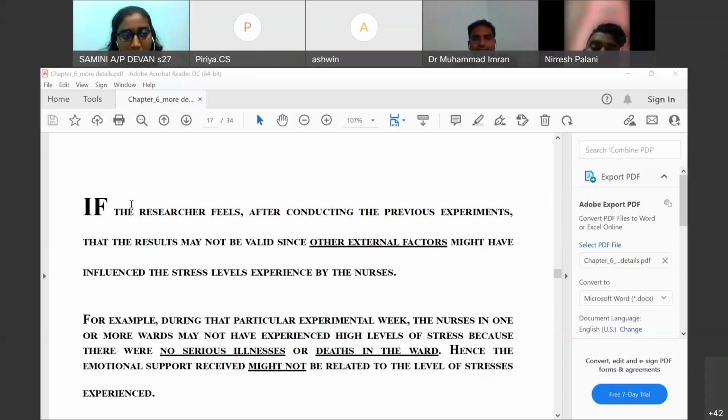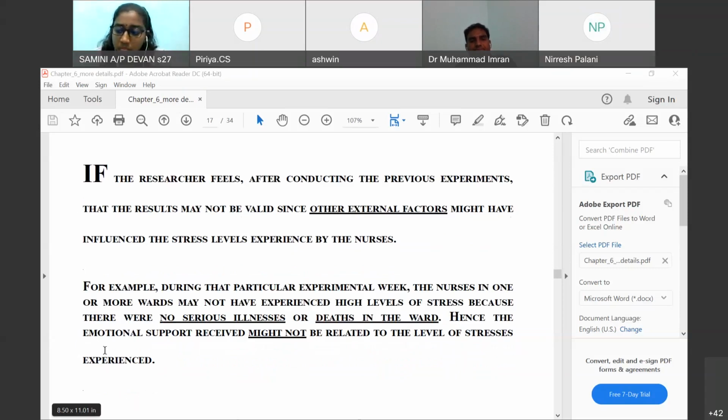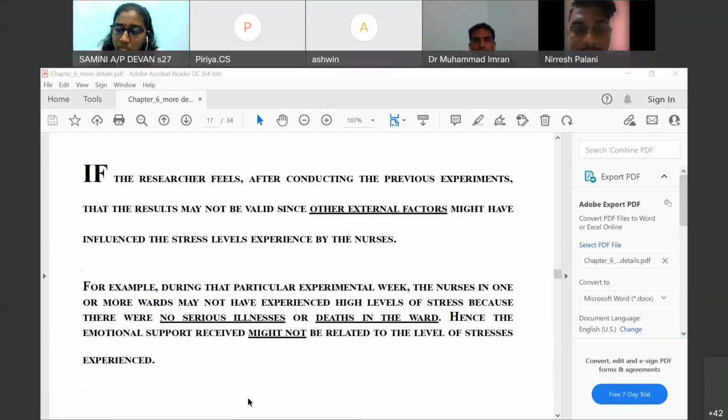Okay, Priya, let's read this one. If the researcher feels after conducting the previous experiments that the results may not be valid since other external factors might influence the stress level experienced by the nurses. Yes. Okay. Read. For example, during that particular experimental week, the nurses may not have experienced high levels of stress because there were no serious illness or deaths in the ward. Hence, the emotional support received may not be related to the level of stress experienced.